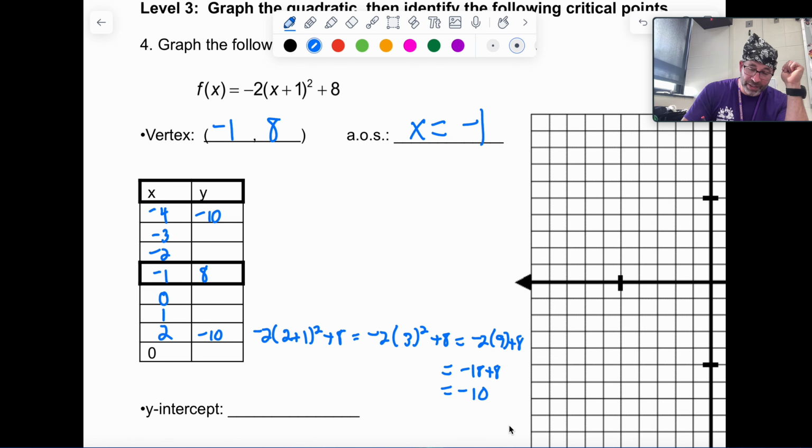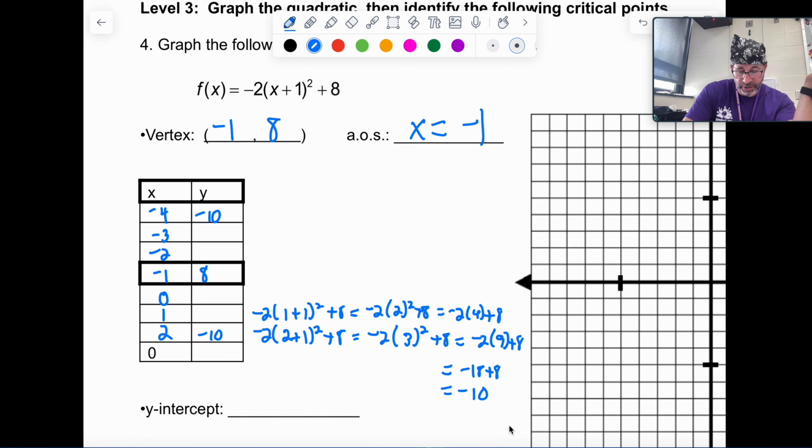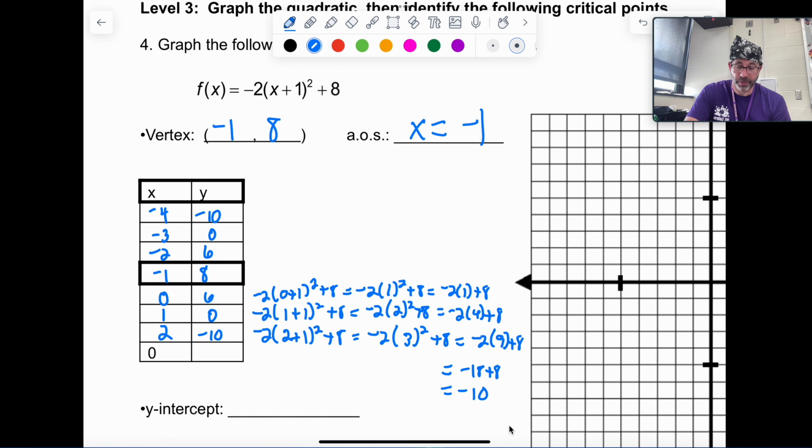For the next one, we'll do a positive 1. So we're going to have negative 2 and then 1 plus 1 squared plus 8, which means we'll have negative 2 times 2 squared plus 8. So that's negative 2 times 4 plus 8, which is going to end up equaling a 0. We'll put in a 0 now. We'll have negative 2, 0 plus 1 squared plus 8 means we're going to have negative 2 times 1 plus 8. So that's going to be a 6. Okay, and we've got all of our points. Our y-intercept we already found. It's actually inside of our table right here. It's at 0, 6 there.